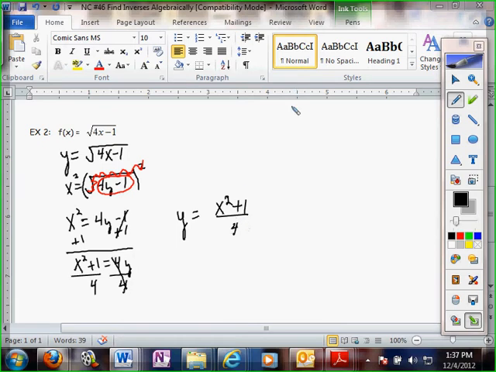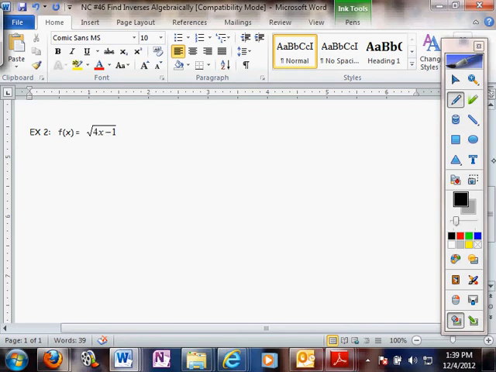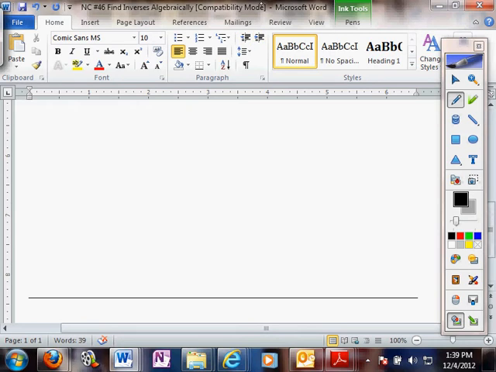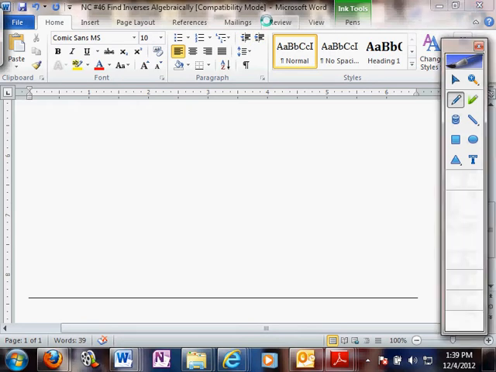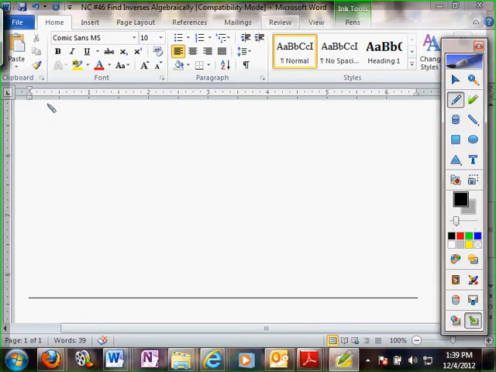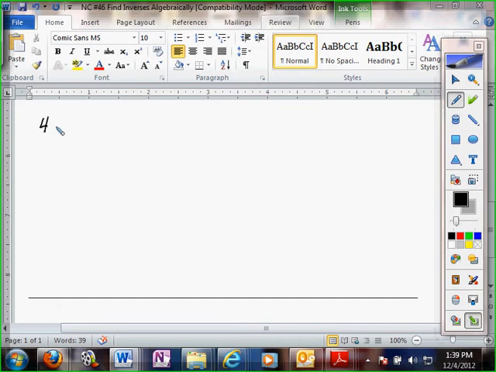Okay, now I think that those two examples were a little bit easy. I hope they were anyway. So I'm going to look at a couple problems from the homework. One of your 3 homework assignments. This is going to be 4C, which is on the back of the inverses homework assignment when you were graphing, looking at inverses graphically.